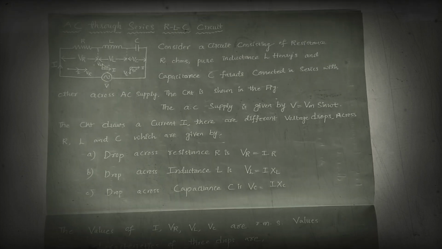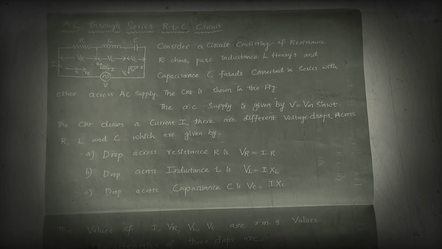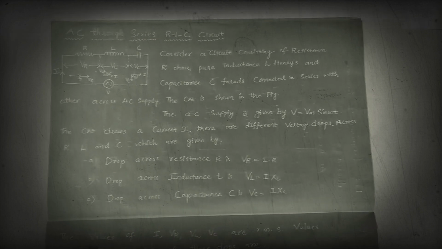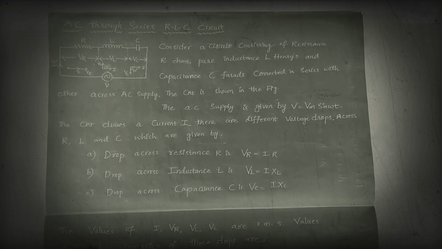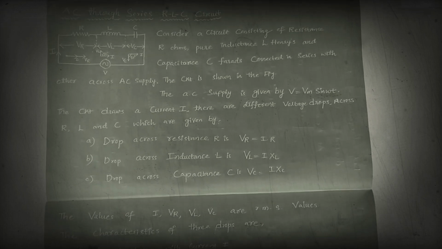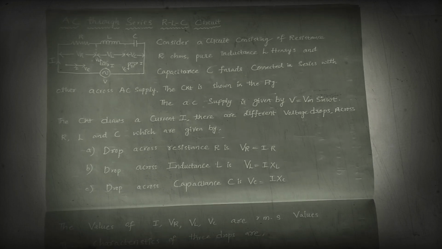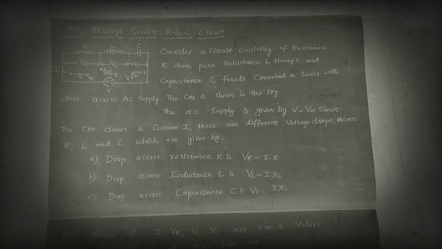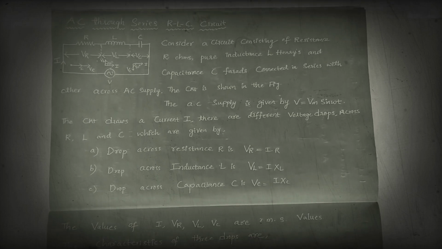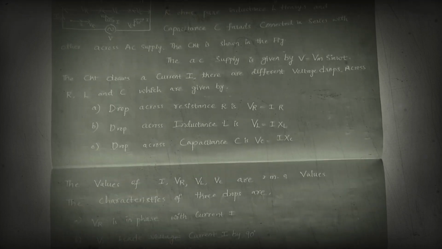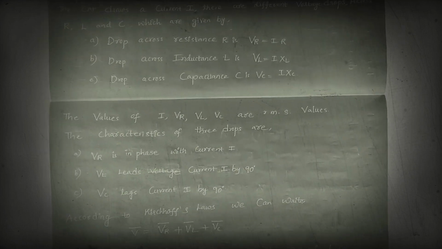We already know that whenever a voltage is applied across any element like R, L, C, there will be some voltage drop across that element. So the drop across resistance R is given by VR equals I into R, the drop across L is VL equals I into XL, and the drop across capacitance C is VC equals I into XC. The values of I, VR, VL, VC are RMS values.